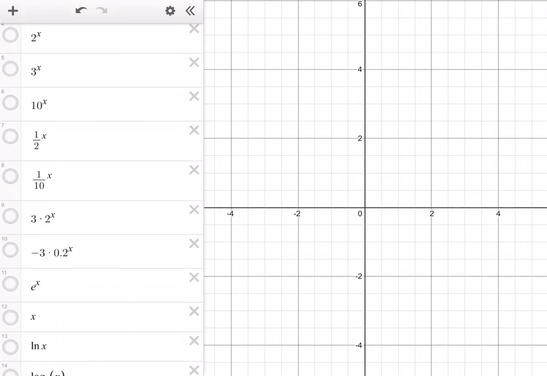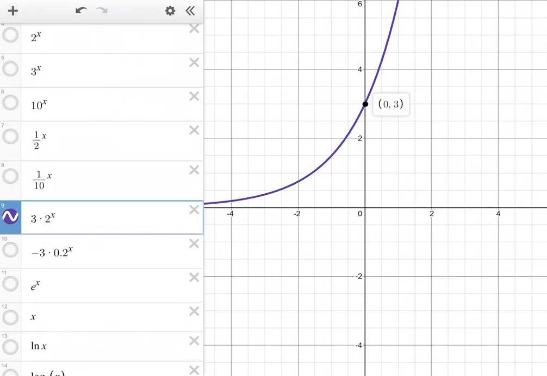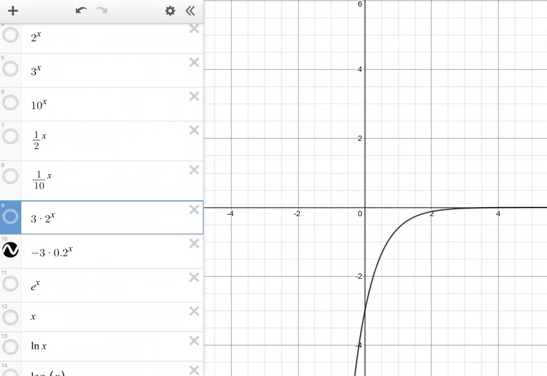And from this example here, we can see that it's still doubling, but this time the y-intercept is at 3. And similarly here in this case, 0.2 is actually a fraction. So because it's a fraction, it is still decreasing, but it is being reflected over the x-axis because we have a y-intercept of -3. So our y-intercept in this case is -3, which is why it's pointing down.